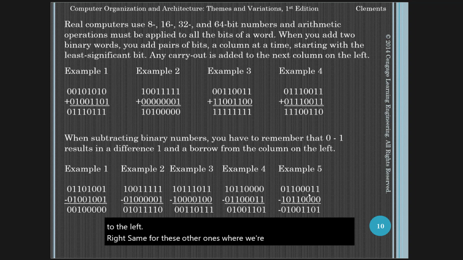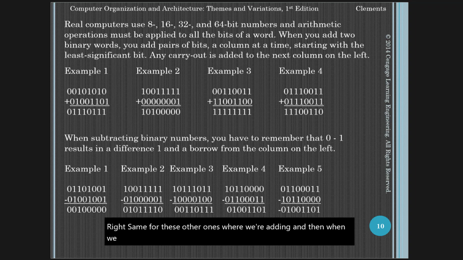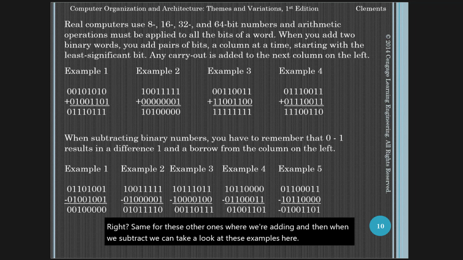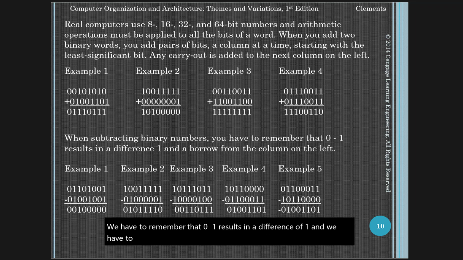And then when we subtract, we can take a look at these examples here. We have to remember that 0 minus 1 results in a difference of 1, and we have to borrow from the column on the left. And you can end up with negatives. We see that here in example 5.